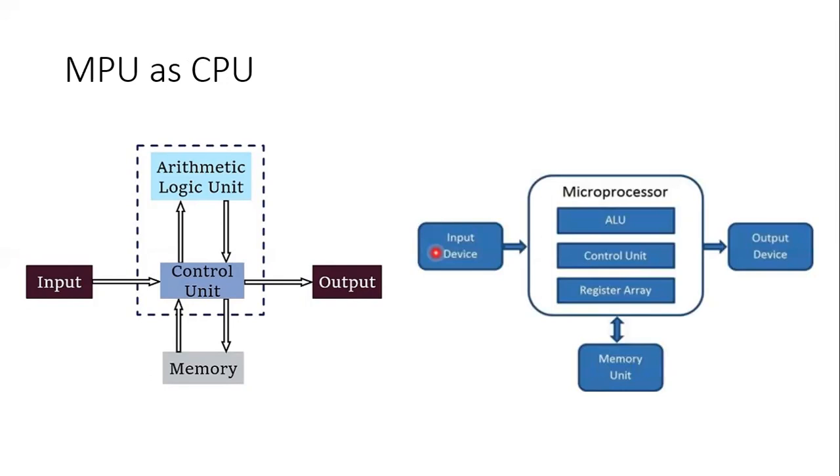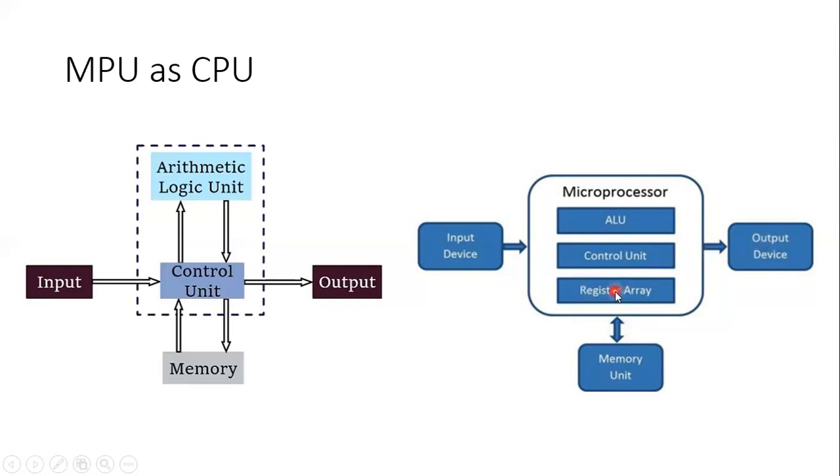Then how does the computer become a microprocessor unit? Again, the microprocessor consists of ALU, control unit, and a register array. The ALU performs the arithmetic and logical operations. The control unit controls overall, that is, it receives the input from the devices and transmits it to the memory unit, and the results are transmitted to the output device.